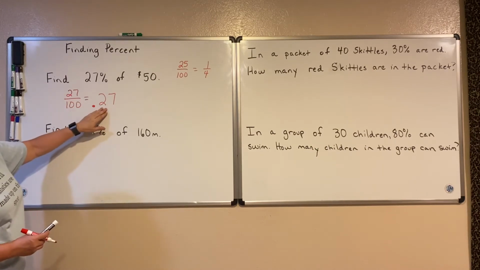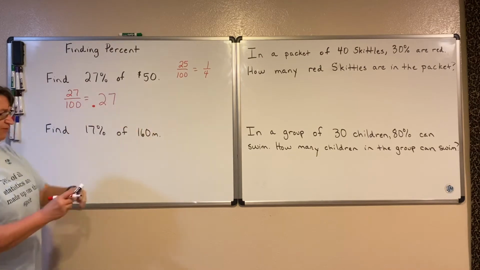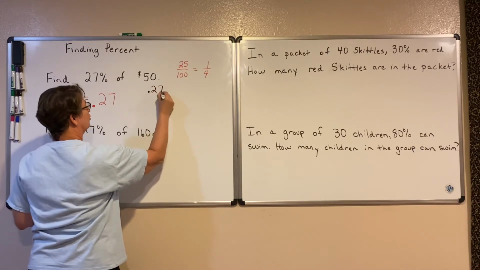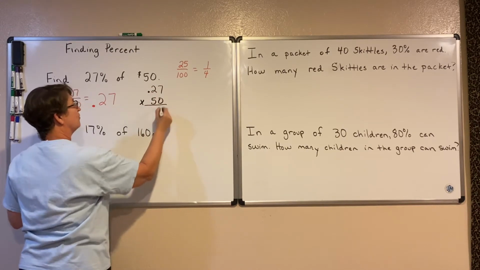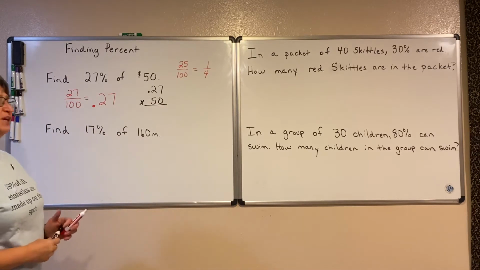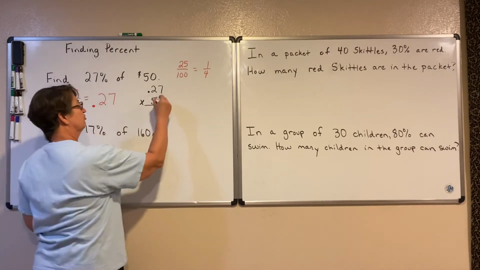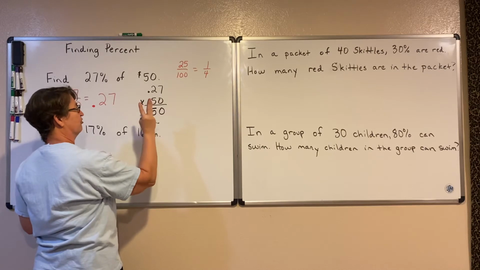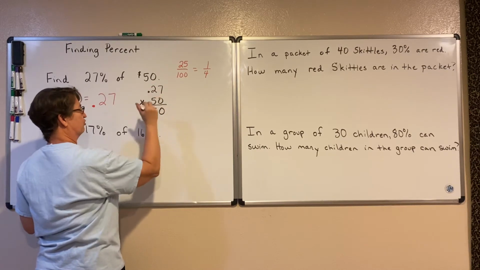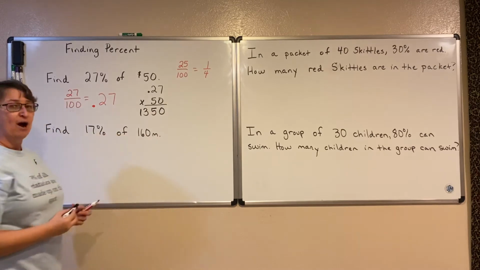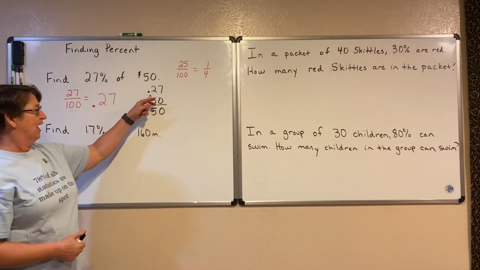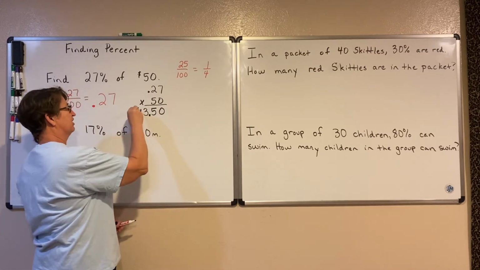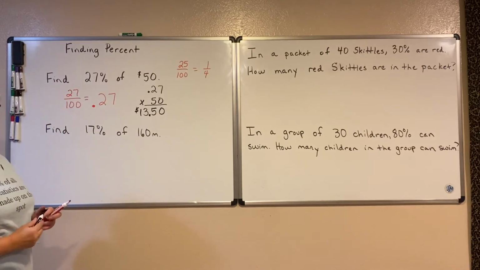To find 27%, I'm just going to multiply times the 50. So I'm just going to take that 27 hundredths and multiply it times 50. Remember, when you multiply with a decimal, just ignore the decimal to begin with and just do your simple multiplication. So 0 times that just gives me 0. Then 5 times 7 is 35, carry your 3. 5 times 2 is 10, plus those 3 gives me 13. Now I'll pay attention to the decimal. There were 2 numbers behind the decimal here, so there's going to be 2 numbers behind my decimal in my answer. So 13.50 is 27% of 50.